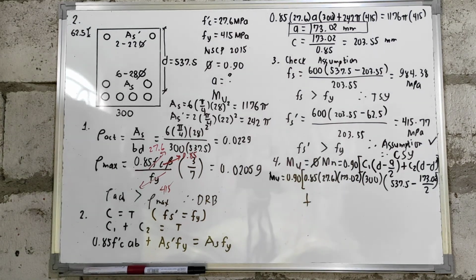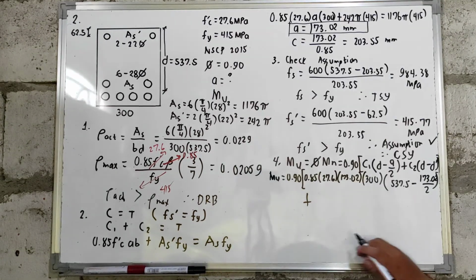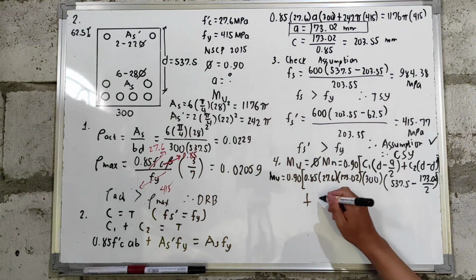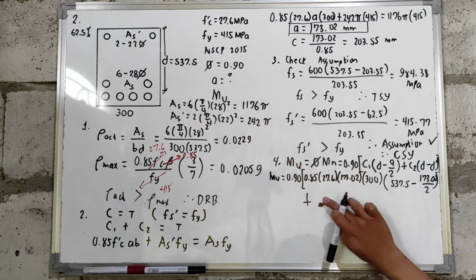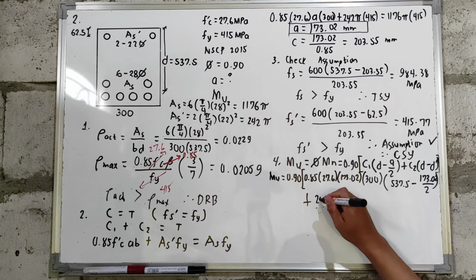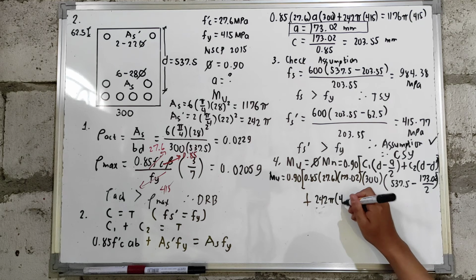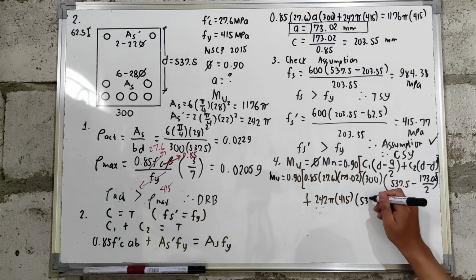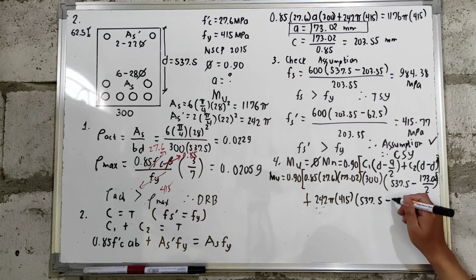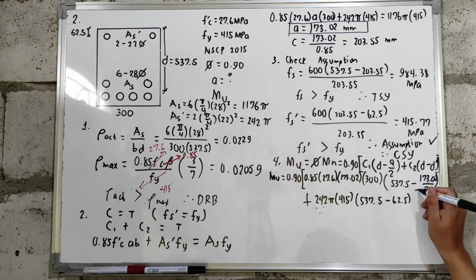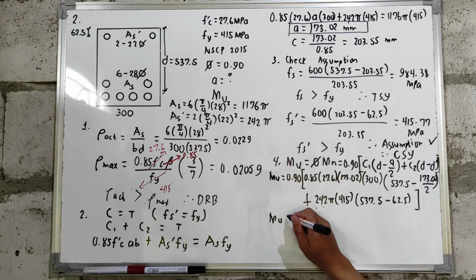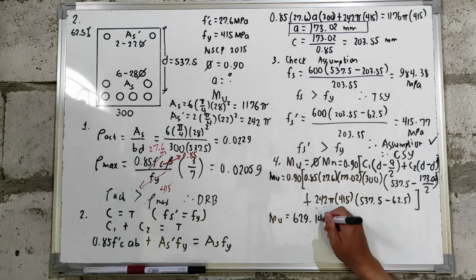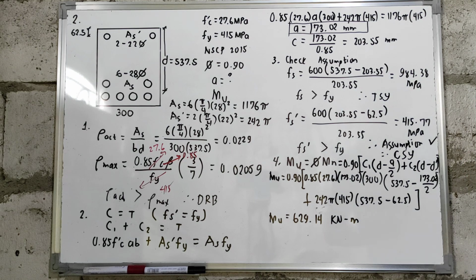Next is the compression steel bars. That is A S prime Fy. A S prime is equal to 242 pi, multiplied by Fy, because our steel yields, multiplied by the moment arm of 537.5 minus our D prime of 62.5. So the value of MU is now equal to 629.14 kilonewton meter. So that is the procedure for dealing with a doubly reinforced beam.